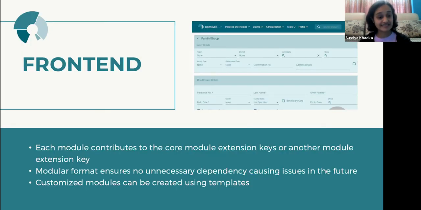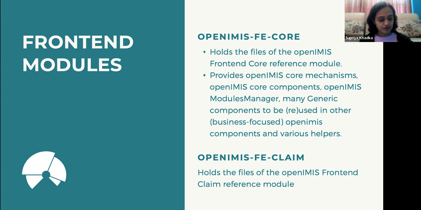Also talking about front end, each module contributes to the core module extension keys or another module extension key. The modular format ensures that there is no unnecessary dependency which can cause issues in the future. Also, customized modules can be created using templates. If we talk about the front-end modules, if we go to the GitHub repository of openIMIS, you can see a lot of front-end modules. I'm only going to be talking about a few of them.